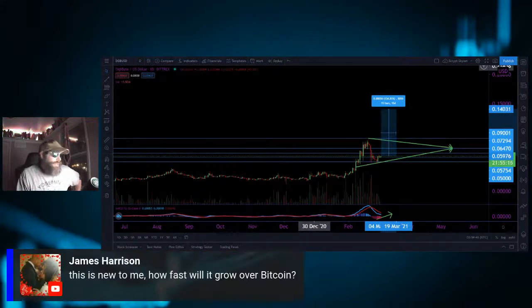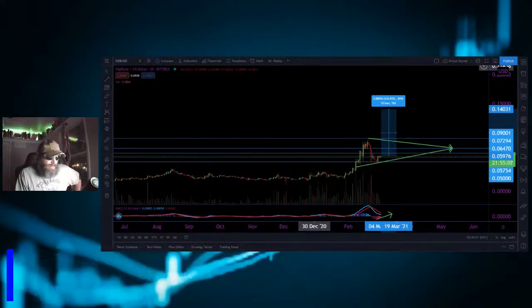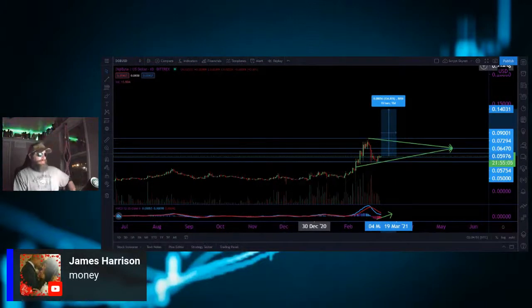Oh, this is new to me. How fast will it grow over Bitcoin? So, I mean, dude, any cryptocurrency can grow over Bitcoin. You have a demand, a market, a supply. It's a market cap value, right? The overall market cap value is how you measure it. The technology has surpassed Bitcoin 5 times over.